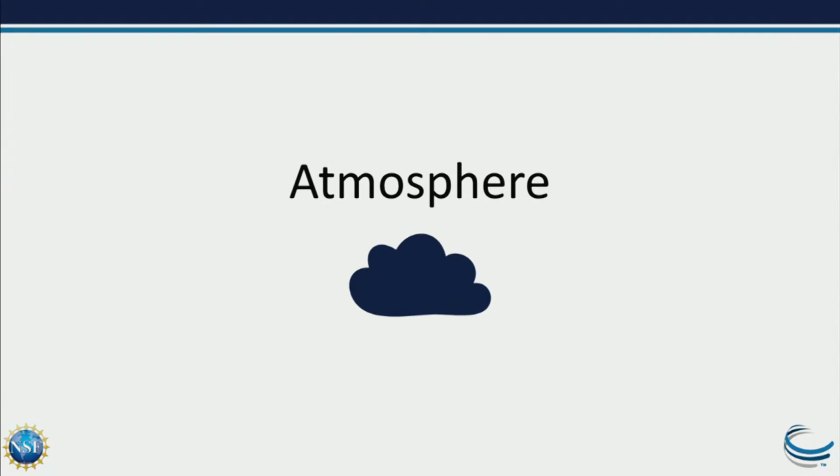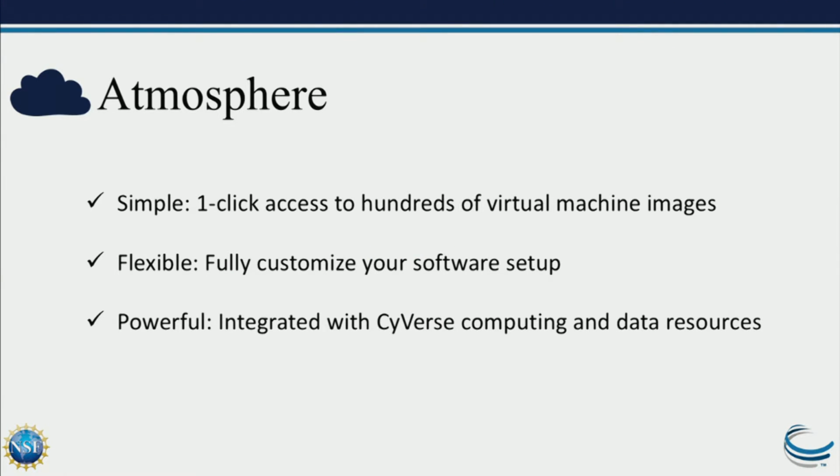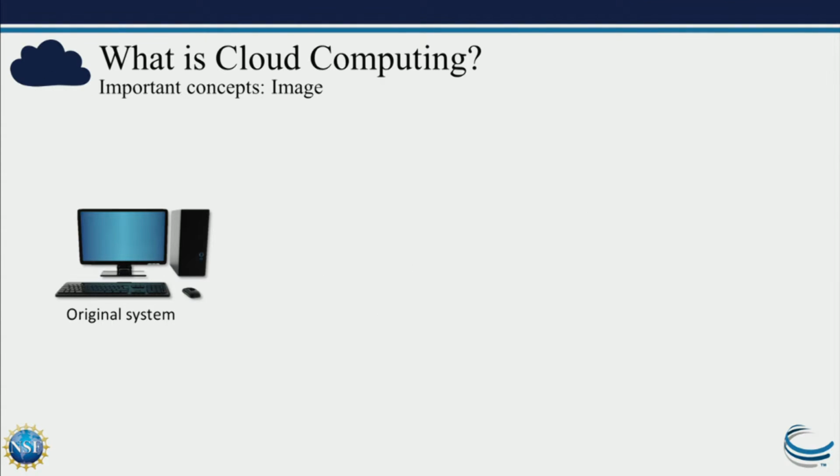All right, so Atmosphere. As I said, Atmosphere is this access to hundreds of virtual machine images. You can really customize how you work with the software and compute. And again, it's integrated with everything. We find that a lot of biologists, as I mentioned, may be new to the concept of cloud computing. So let me just draw an analogy, because there's two pieces of jargon or two vocabulary terms you have to know. One is called an image. What is an image? And the next one we'll get to is what is an instance.